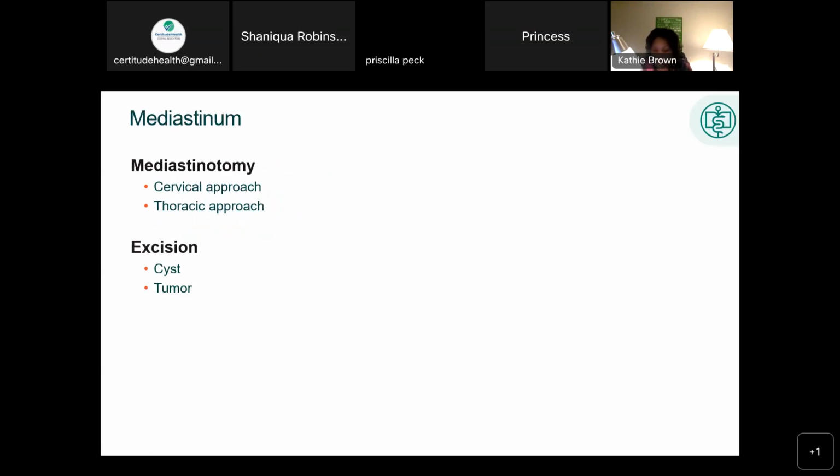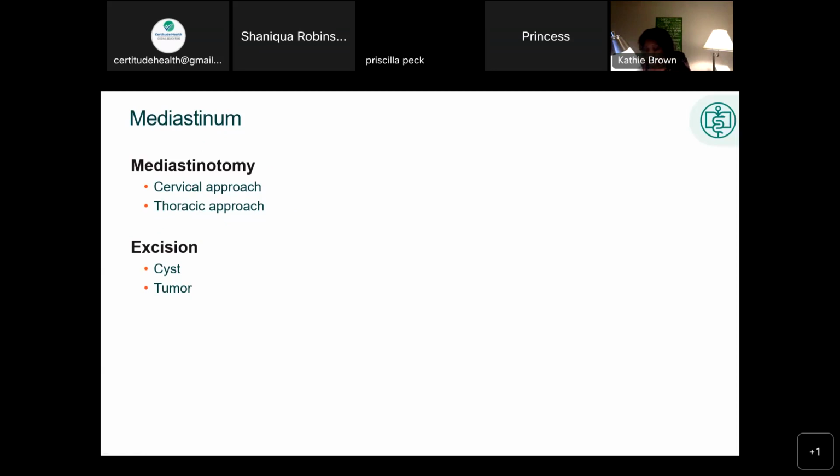As far as surgical procedures go, for a mediastinotomy, because remember again it's located in that chest cavity area, it can be accessed either through a cervical approach, meaning they can go in through the neck, or they could go in through the thorax, through the chest.